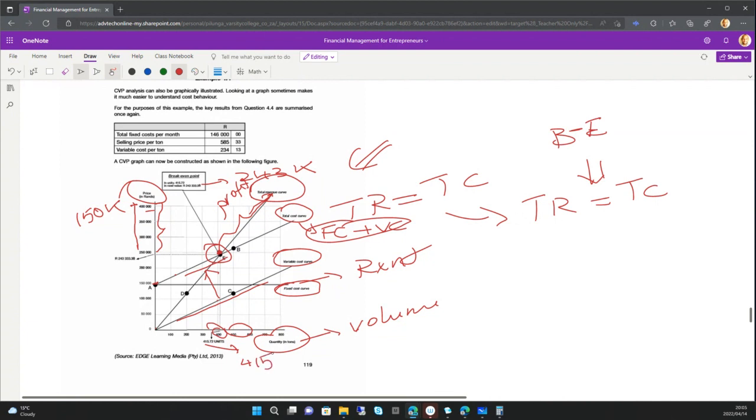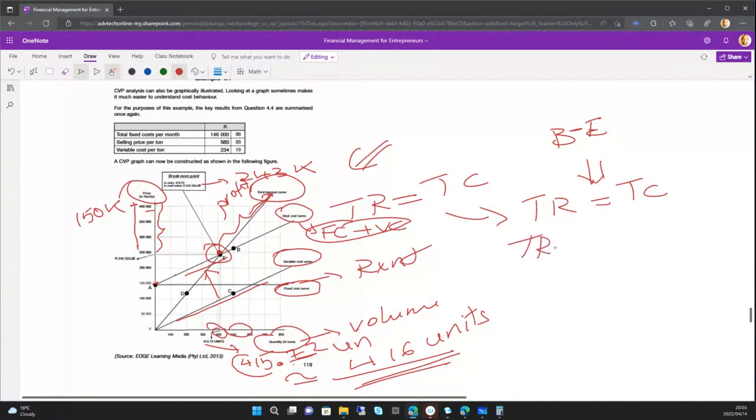At 415, if we round it, it is 0.72 units. I don't know if you can get half a fraction of a unit. That's why we need to round this. We're rounding this to 416 units. At 416 units, we break even. So it is going to be here. When we reach 416 units sold, we will break even.